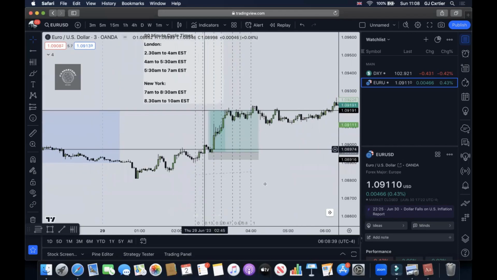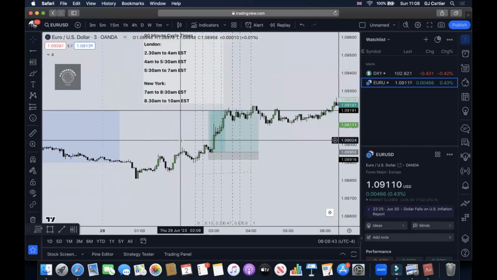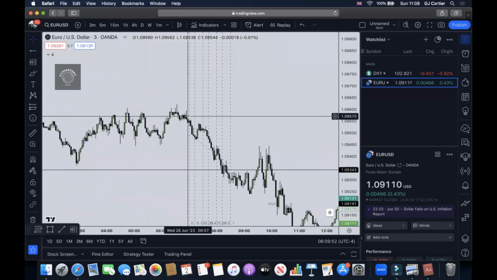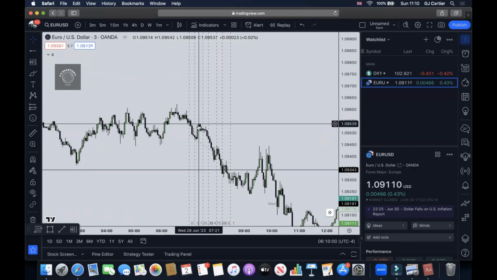So that's the first example. So we're going to go into another example somewhere in New York. Okay, so we have a New York session example. So we have 7 o'clock, which is where the first New York cycle starts. And as you can see, again, we have a nice entry point.